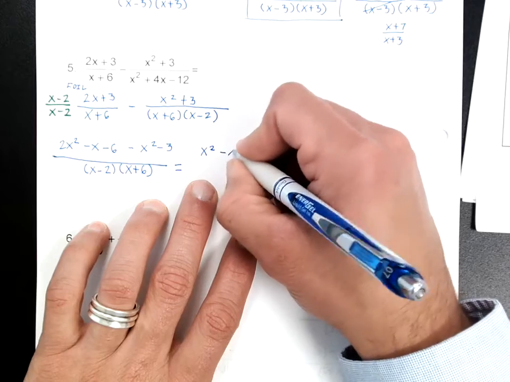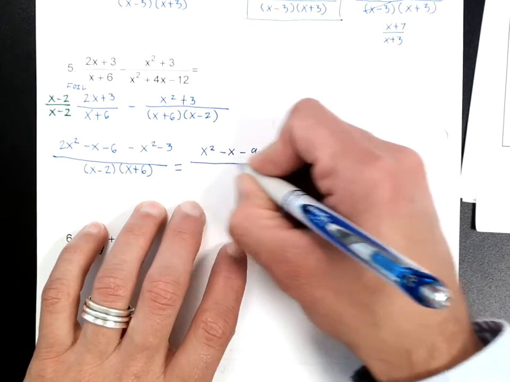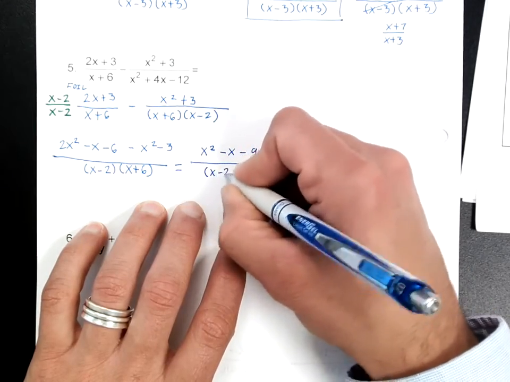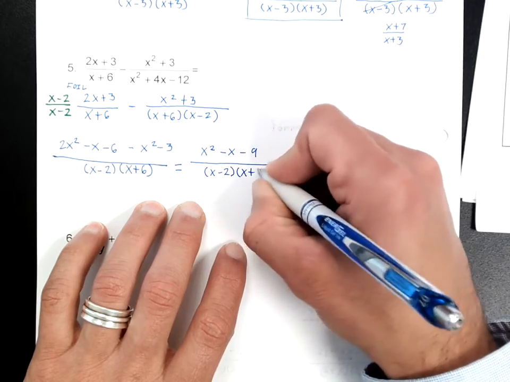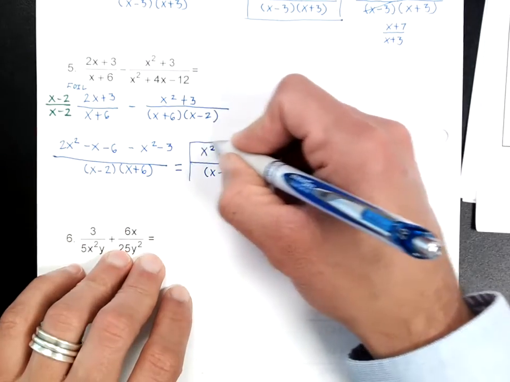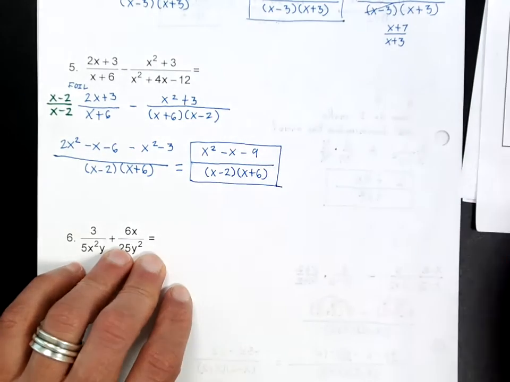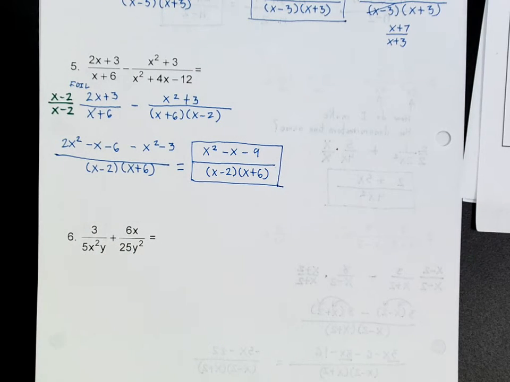Alright, so we have negative x minus 9 over x minus 2, x plus 6. Alright, you'll settle down now. We're almost done. Alright, so that's the answer for that. You just have to add like terms.